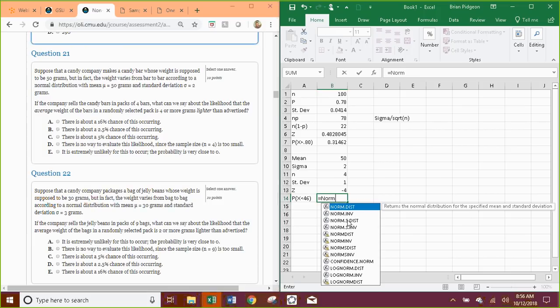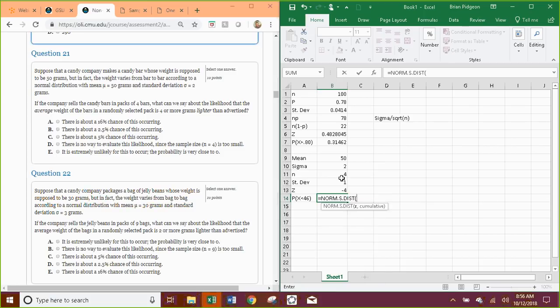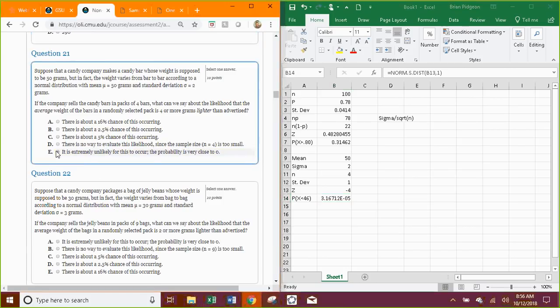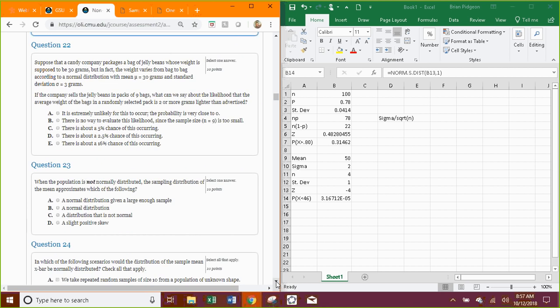So we want less than. To approximate normal, we use NORM.S.DIST. Remember, NORM.S.DIST will automatically calculate the less than probability. We don't have to worry about 1 minus. NORM.S.DIST with z, TRUE, is always the cumulative. This number is going to be very small. And there it is. Remember, when you get this number, that does not mean it's wrong. That's scientific notation for move the decimal to the left 5 times. So 0.00003, which is very small. So it is extremely unlikely for this to occur. It probably is very close to 0, which is true.